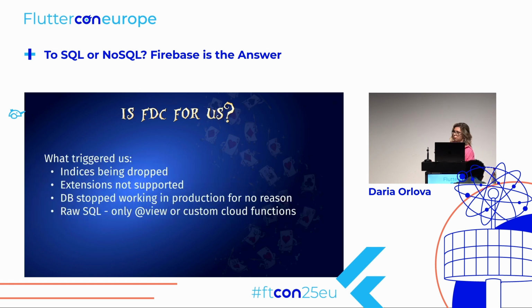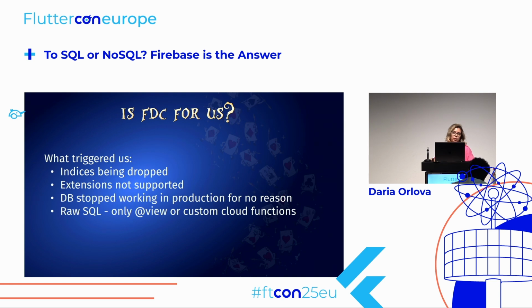Is Firebase DataConnect for us? Well, some experiences that we had, we have implemented it, I think, in April. And at the time, the thing is that when we deployed this extension for fuzzy search, every time we did a schema update, even if it was compatible, it still dropped the indices, and we had to manually redeploy them again every time. Extensions are not supported, so this can also lead to problems.